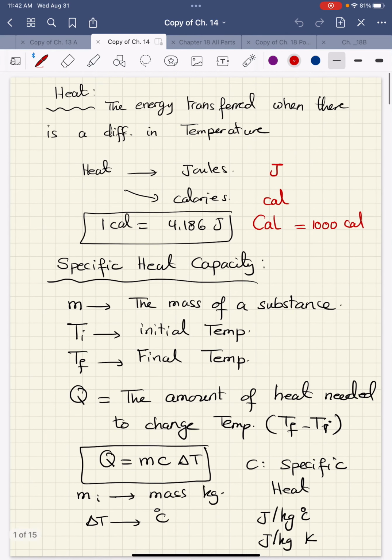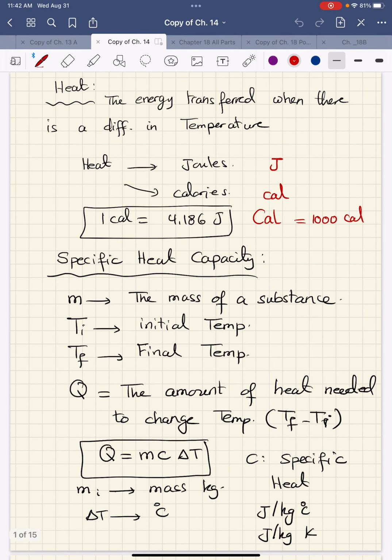Hi, good morning. This video introduces chapter 14. Here we are going to talk about heat and how materials interact with heat.